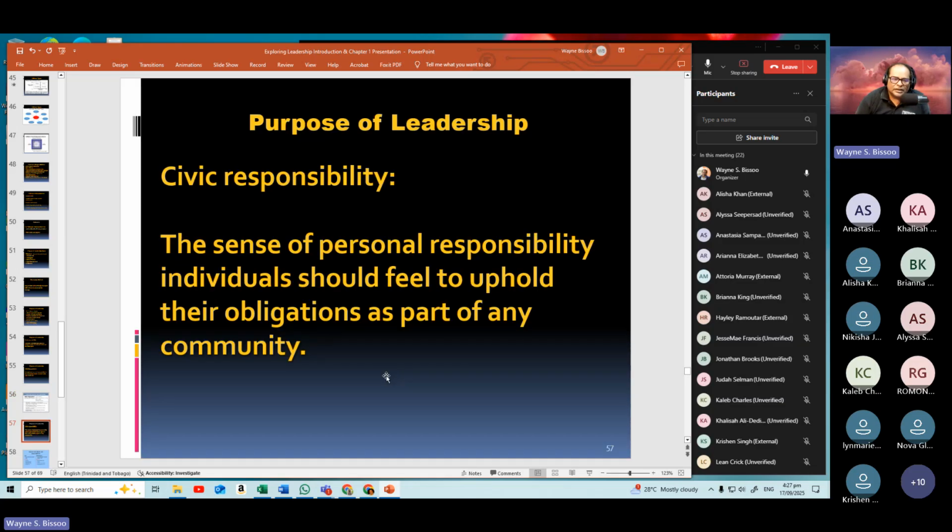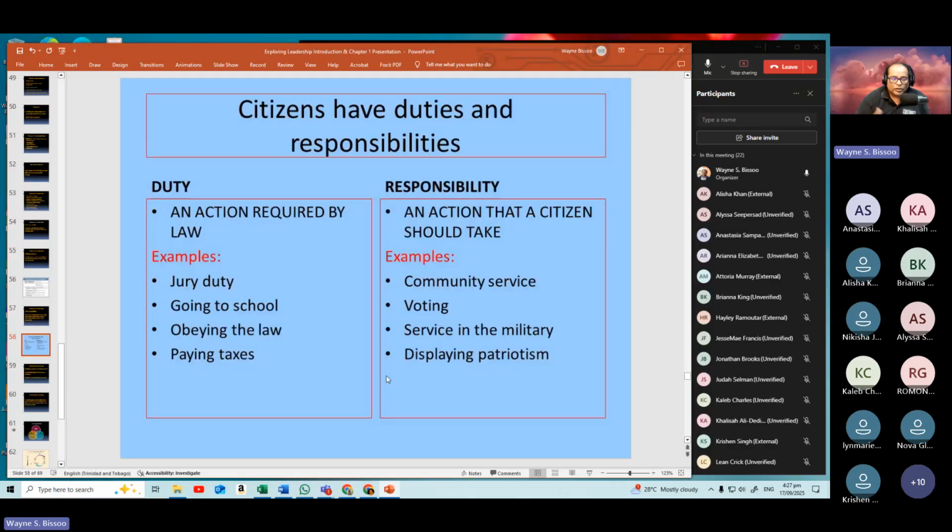Civic responsibility is our sense of personal responsibility as individuals in terms of our obligations to the community that we operate and live in. So when we talk about that, that's things like this: going to school, obeying laws when necessary, not shirking your responsibility of jury duty. A big one, paying taxes.